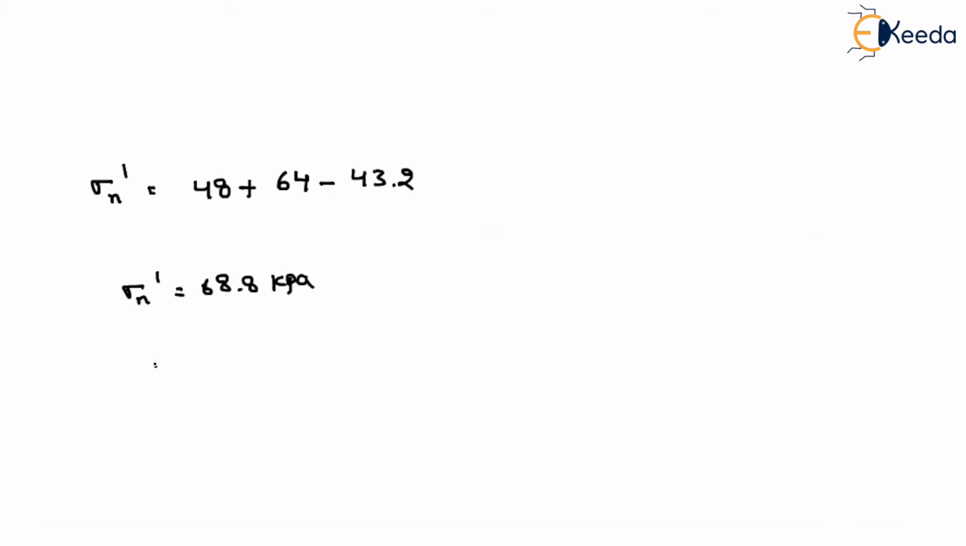That's it. What will be your shear strength? That will be equal to the cohesion. Effective cohesion is given as 50 kilopascal plus normal stress obtained as 68.8 into tan of phi dash, which is given as around 21 degrees. So if we solve this, we'll get this as around 76.40 kilopascal.